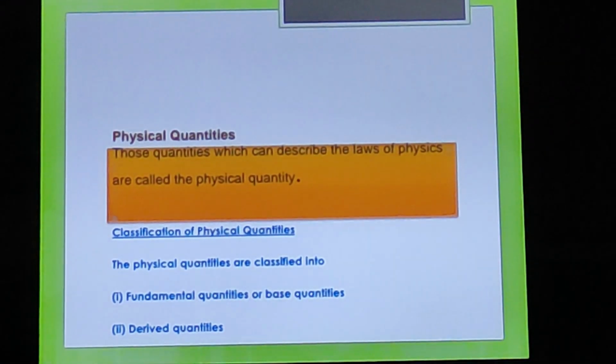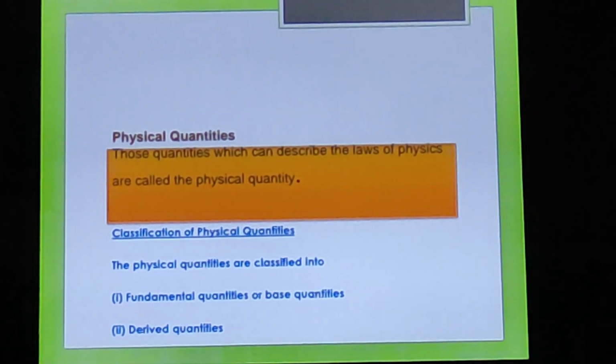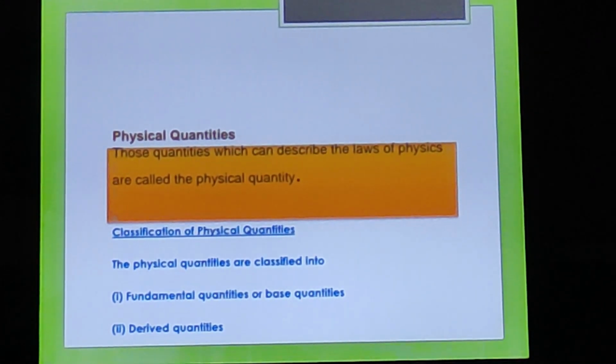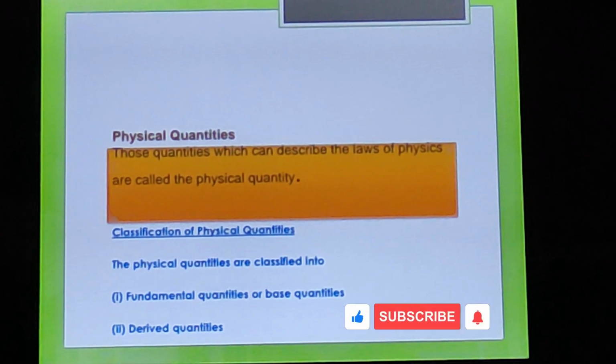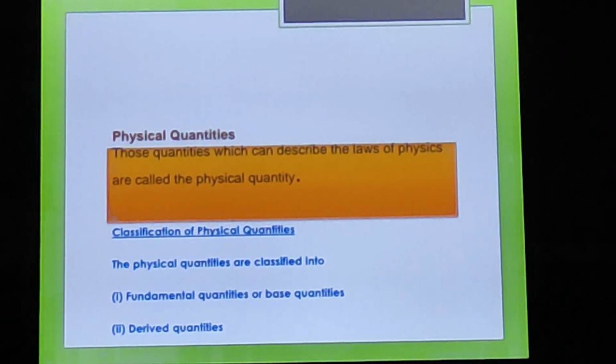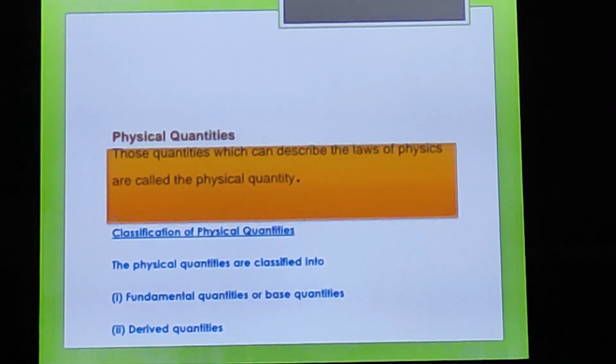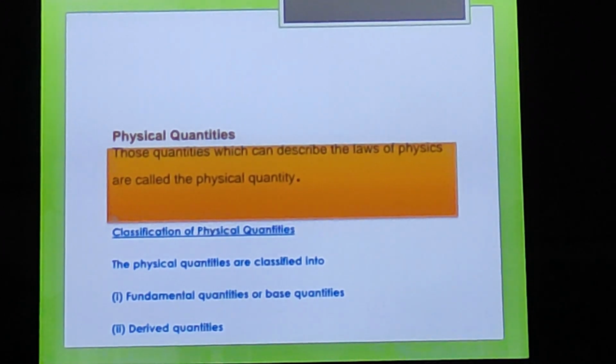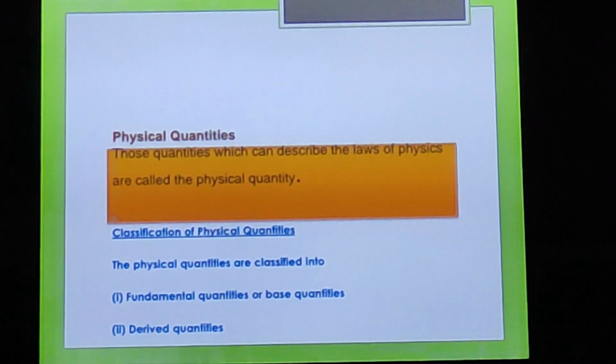First thing, the physical quantity. What is a physical quantity? Those quantities which describe the laws of physics are called physical quantities. Different types of laws are present for physics. If a solid substance has some properties, a liquid system has some properties, and if a particle is moving in the forward direction, it has some properties and laws also. This can be described by physical quantities.